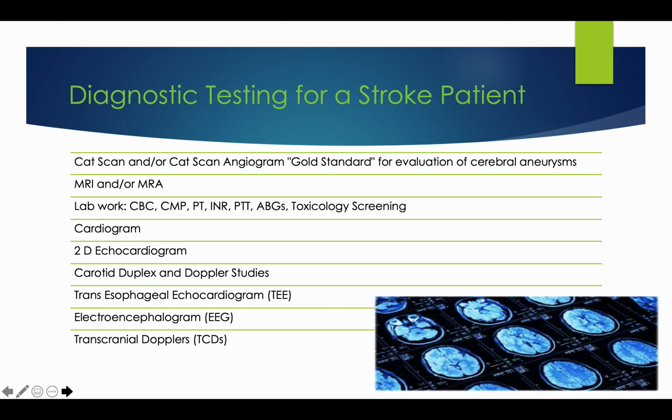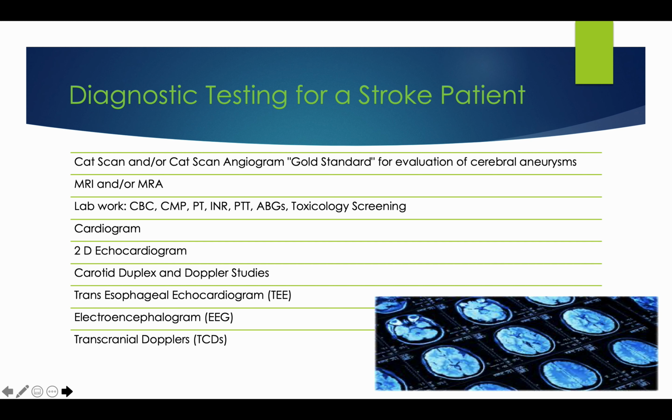Their arterial blood gases, or ABGs, assessing for any hypoxia, or their pH and their CO2. And toxicology screenings to assess if they are intoxicated, their blood alcohol level, if they were doing any illicit drugs like synthetic marijuana, cocaine, crack, any amphetamines, methamphetamines. You're assessing a 12-lead EKG or cardiogram for any arrhythmias or AFib. 2D echo is assessing for the function of the heart, what their ejection fraction is, or if they're having any problems with their heart there.